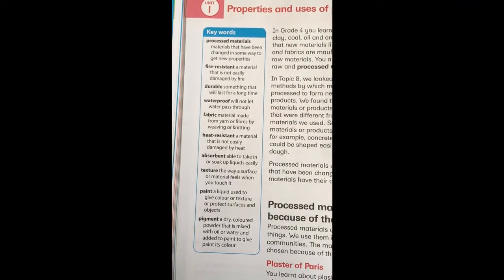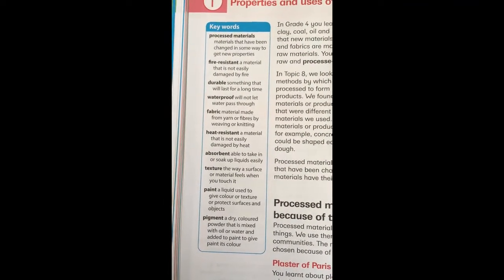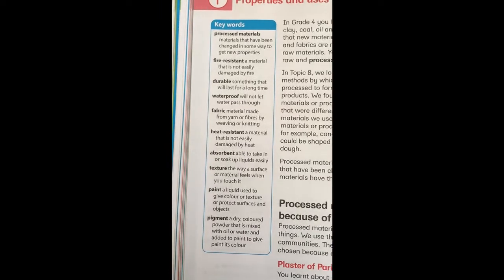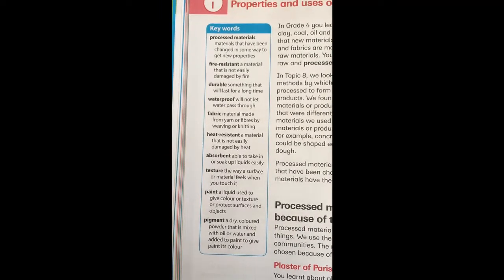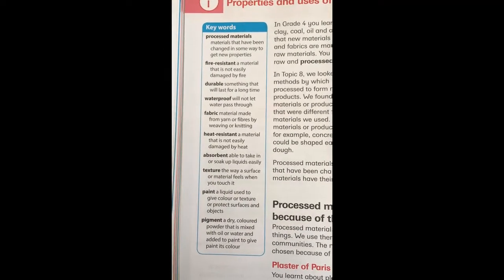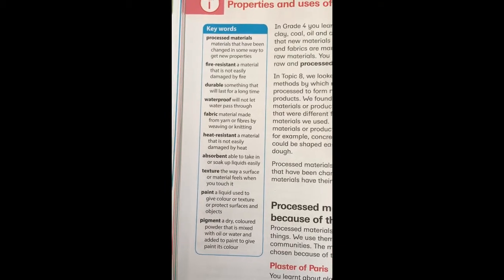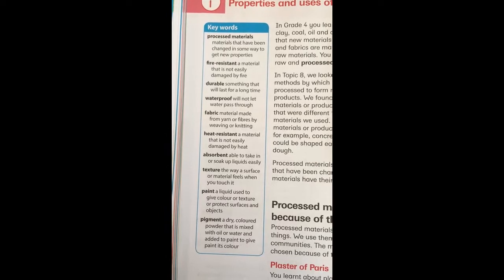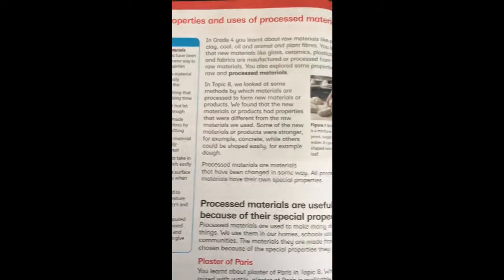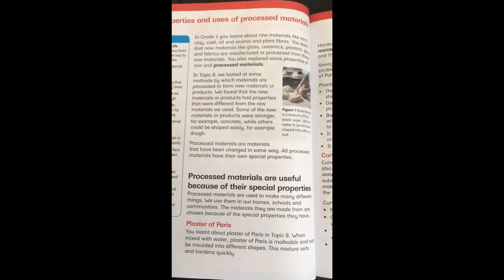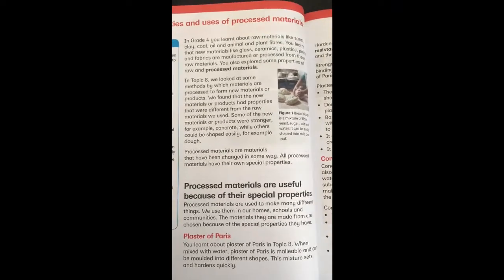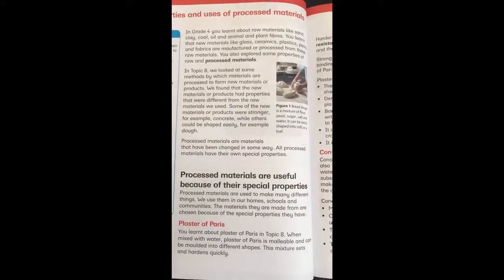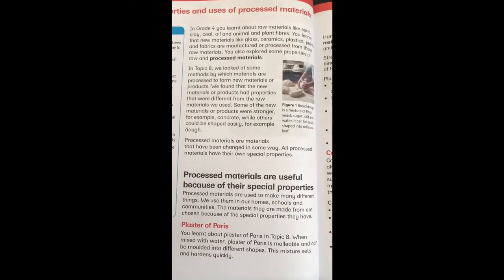On the next page, it's very important to look at the keywords. There's some really important concepts here that you need to know what they mean. You need to know, for example, what it means when a certain material is fire resistant, waterproof, whether it's durable, heat resistant, and so on. Then we looked at different types of materials and what they are and what they're used for.